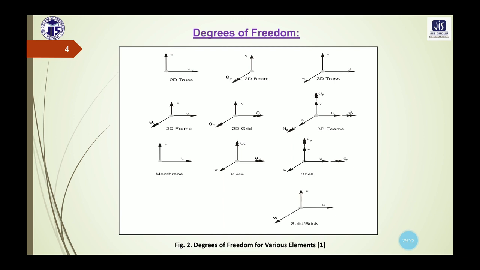So here you can see U, V, W, these are written, and theta x, theta y, theta z, these are also written here. So what do they represent? U, V, W represent the displacement, and theta x, theta y, and theta z represent the rotation of these different structures or different elements here.